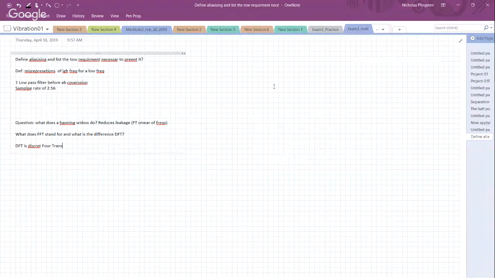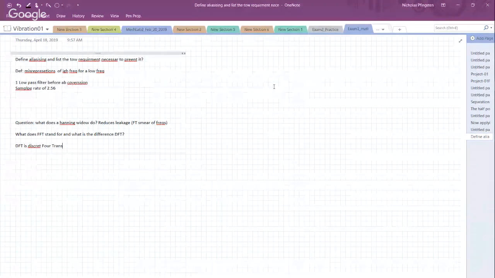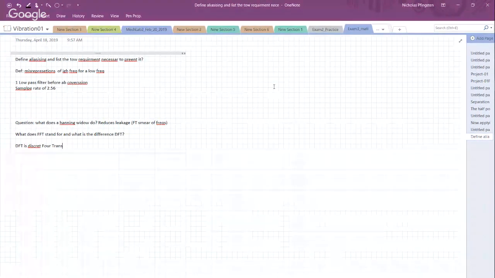Y value. Think of it like this. We keep the hammer at location 1. The only thing we can do is move the accelerometer from 1, 2 to 3. You get this 1, 2, 3. The only thing that changes is the magnitude at that frequency as we move the accelerometer.